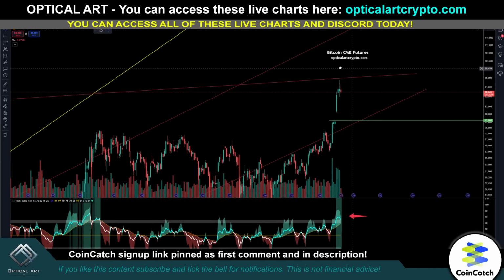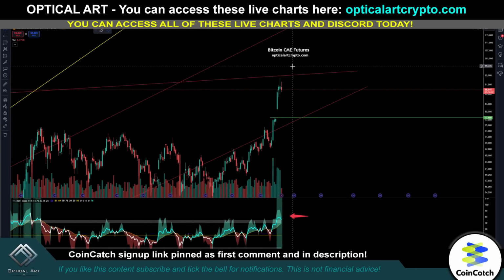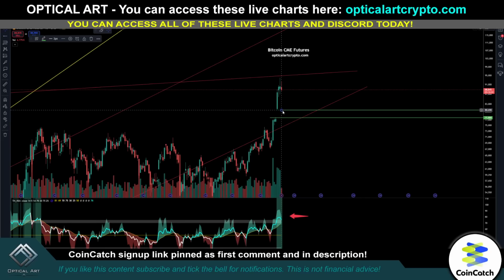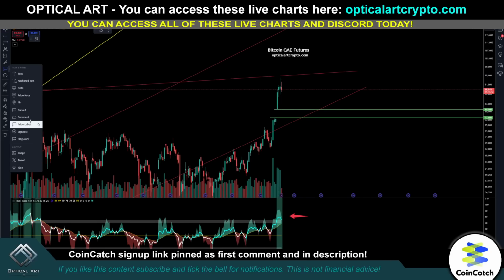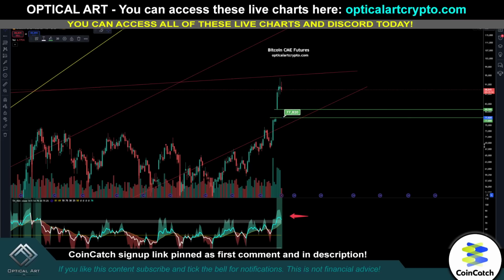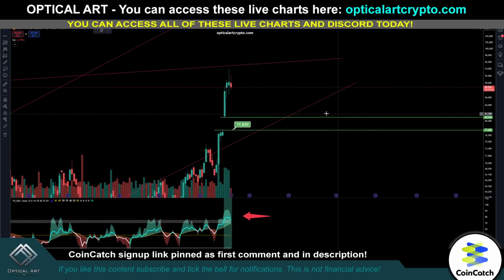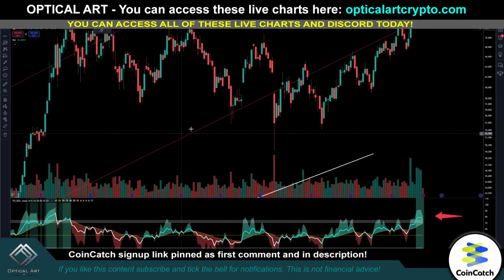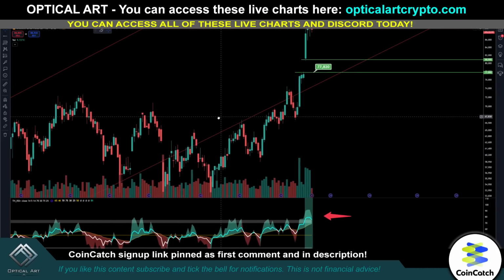So I just want to point out, guys, that this is the Bitcoin CME futures. Take note that we have a gap. Let's see, it starts at, let me put a price label here so you can see this. So if you notice the gap, we would have to drop down to, and this is a trend line I use for support and resistance.